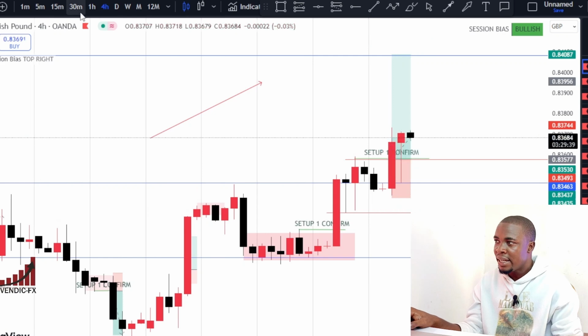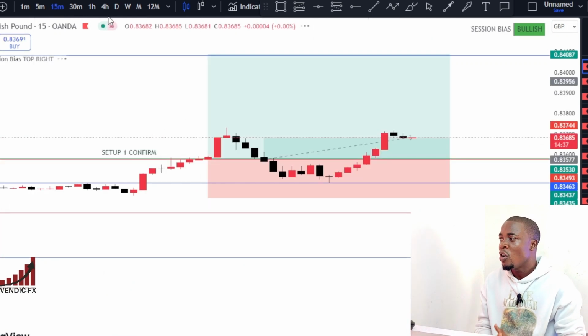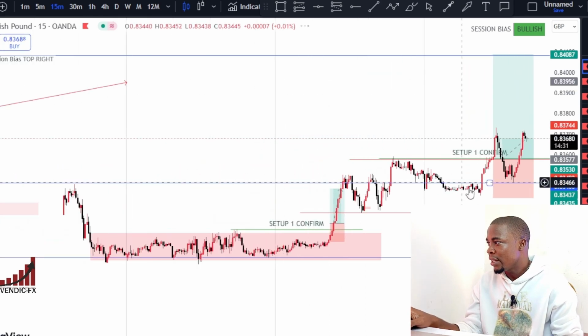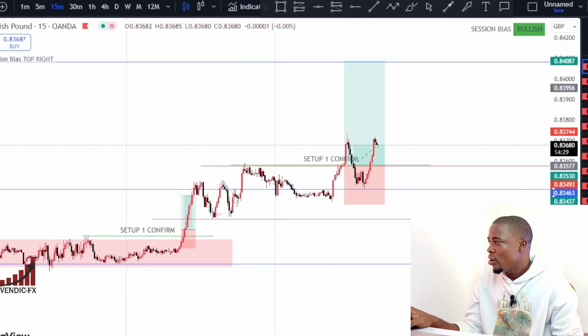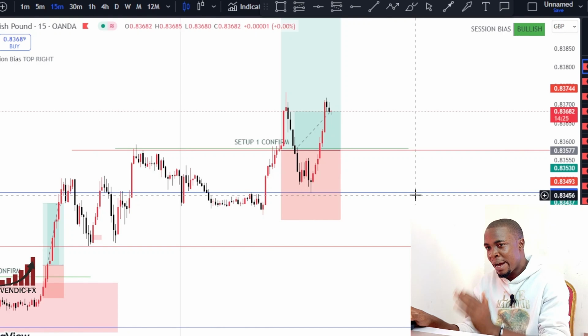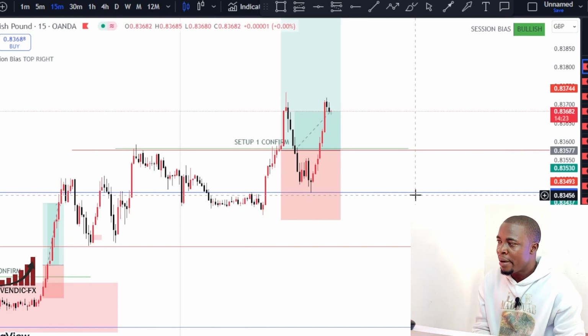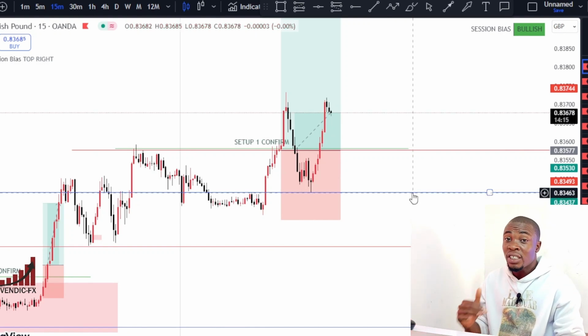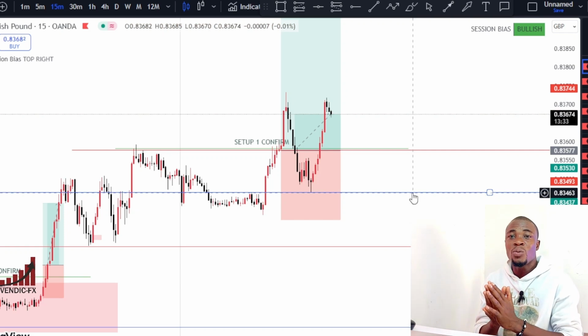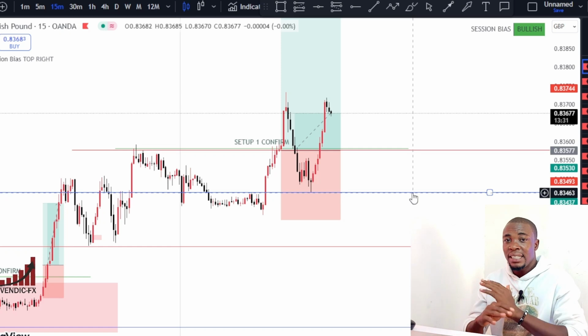So how do you get into this kind of trade? Just go to your 15 minutes time frame. That's where you get into the trade. So look for a setup one that is in line with your bias. If your bias for the day is bullish, look for a setup one that is in line with your bias. This would definitely change the game for you.